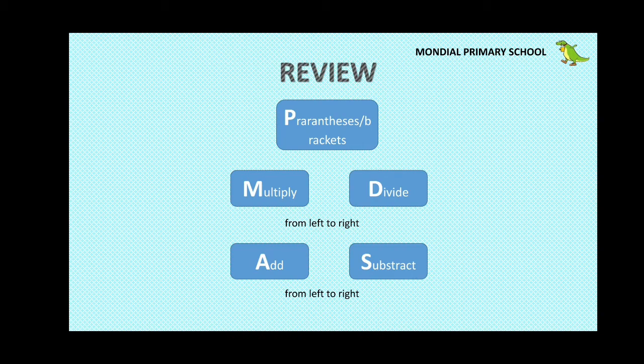Okay, the steps to calculate numbers using order of operations are: first, do operations in parentheses or brackets. Then, do multiplications and divisions. You are supposed to work on it from left to right. Lastly, do additions and subtraction. You are supposed to work on it from left to right.